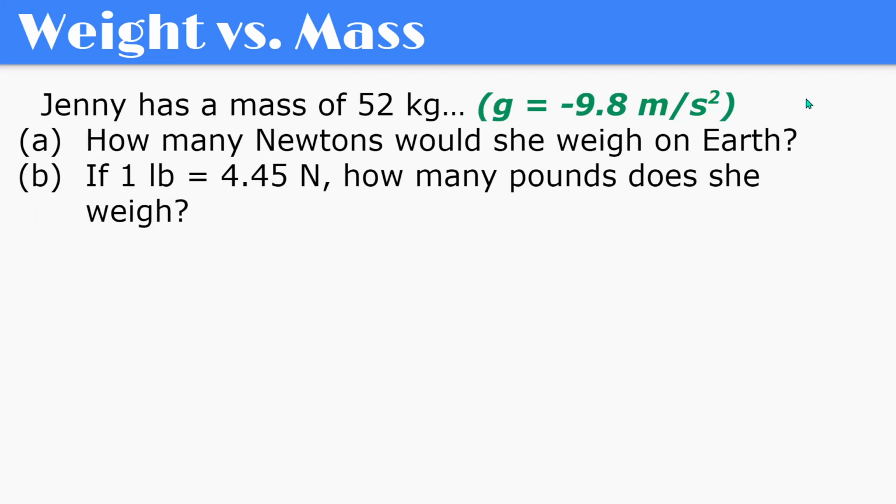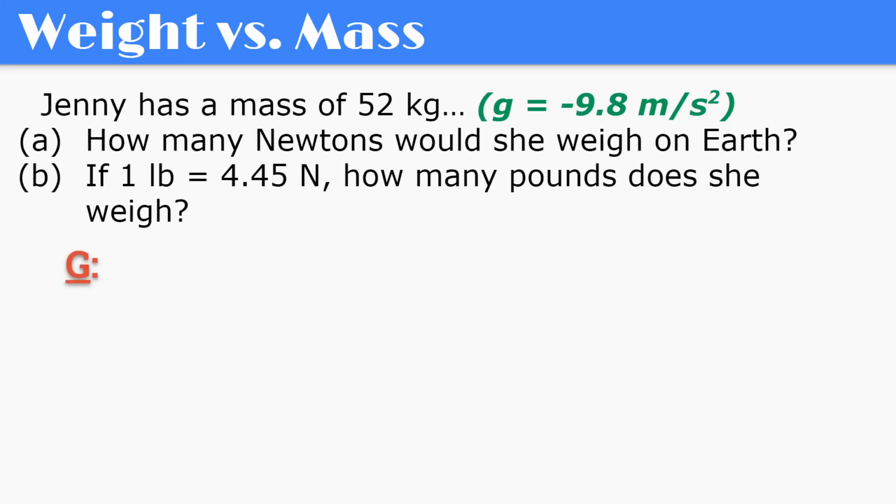All right, so let's do a calculation to practice using that formula. It says Jenny has a mass of 52 kilograms. How many newtons would she weigh on Earth? And then the second part says if 1 pound is 4.45 newtons, how many pounds does she weigh? Because obviously when we talk about weight, we don't normally talk about our weight in newtons. We talk about it in pounds. Pounds is also a unit of weight. It's just not our metric unit. But we'll do a conversion for it.